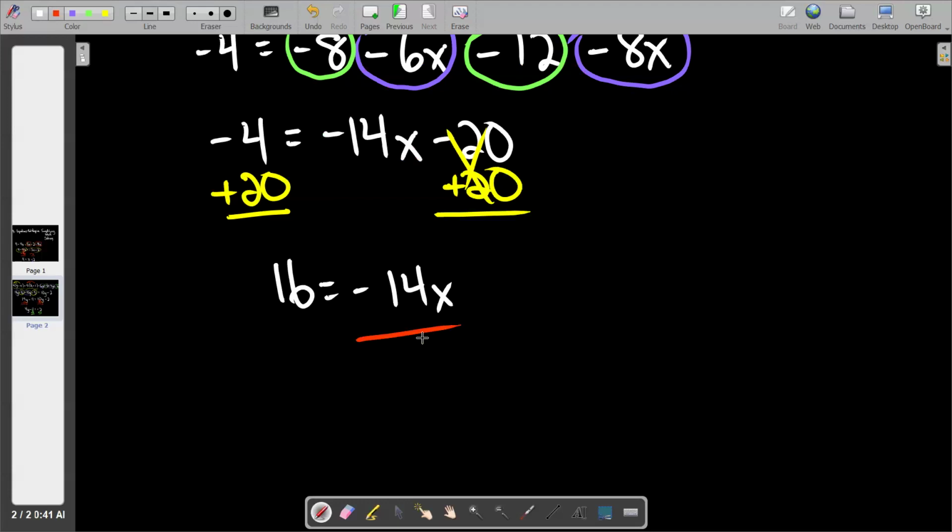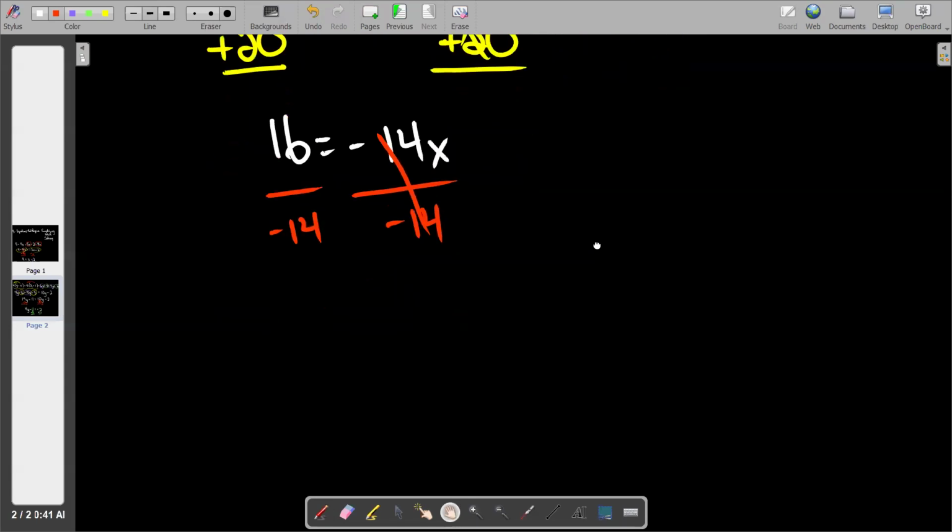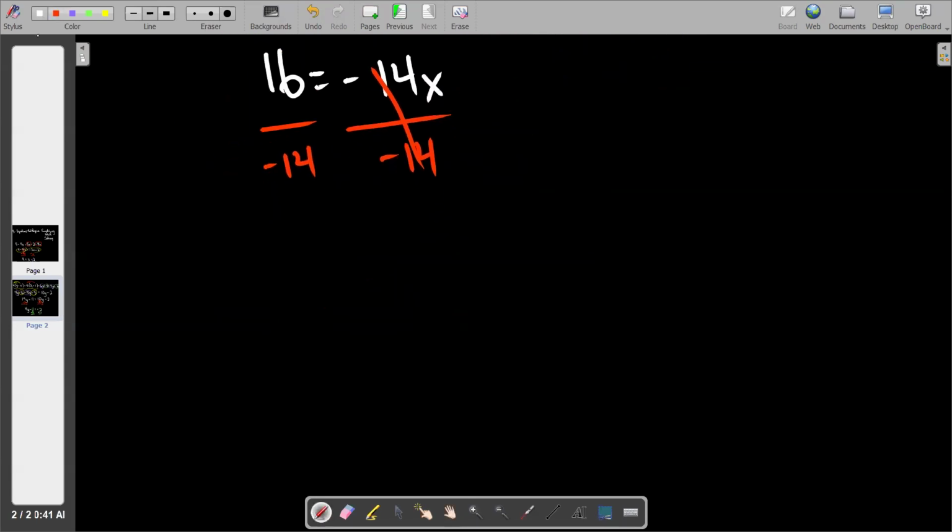Divide by -14. And I'm pretty sure, unless I've been doing it wrong for like decades, that 16 cannot be divided by 14. I think you could squeeze it in. Well, let's talk big picture. What's a positive divided by a negative? Let's get that out of the way.